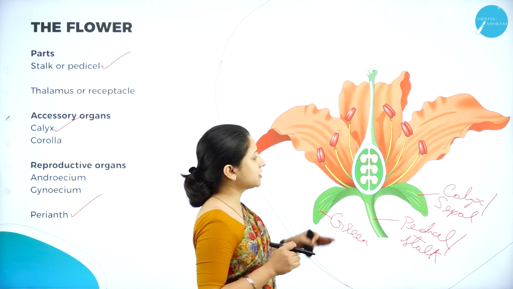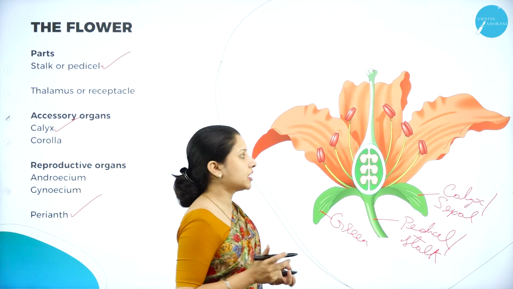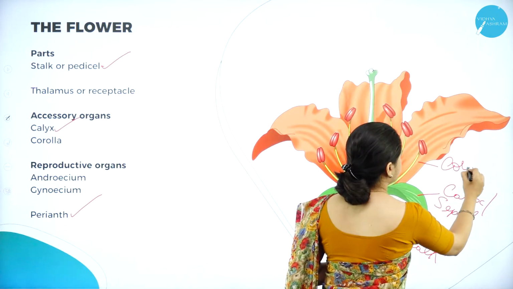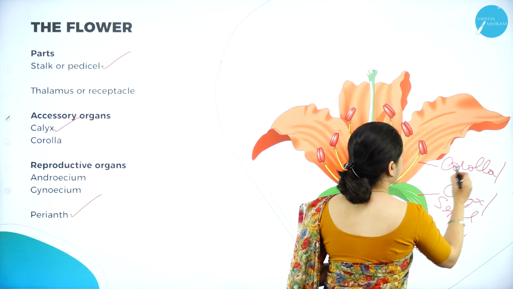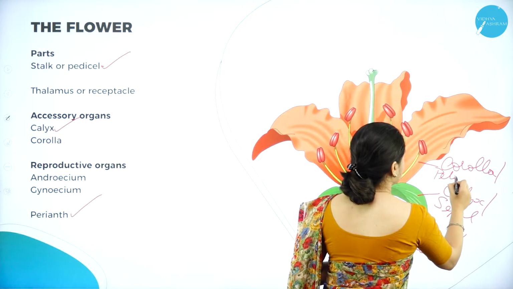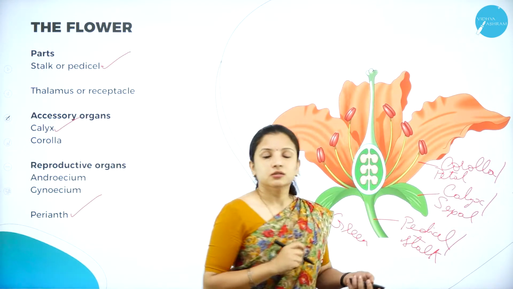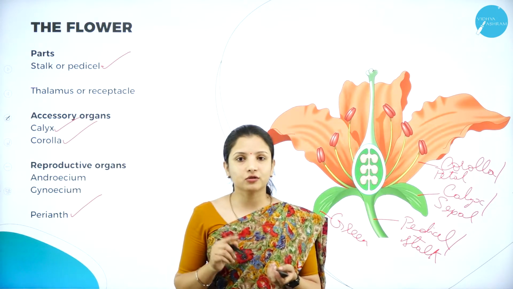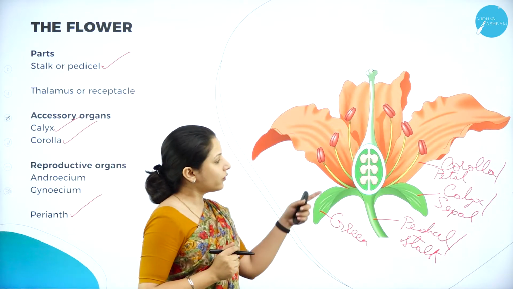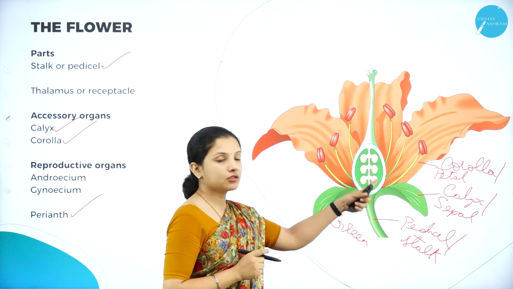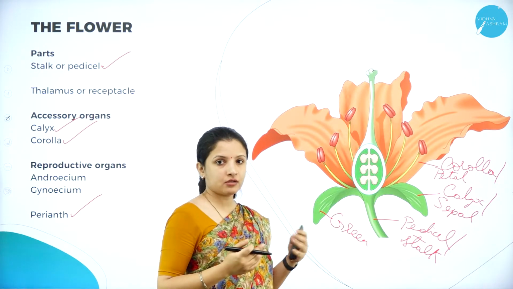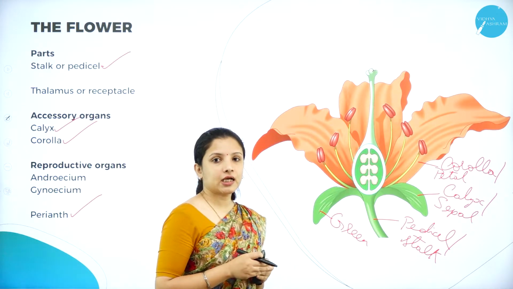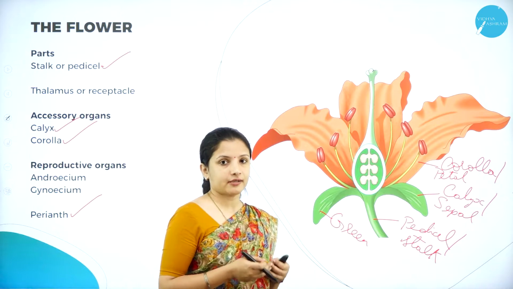So next, after the calyx or the sepal, there comes the petal. This petal is also called the corolla. So corolla, in other terms, is also called the petal. When compared to the calyx, the corolla is larger and brightly colored. Why is it brightly colored? In order to attract the insects.